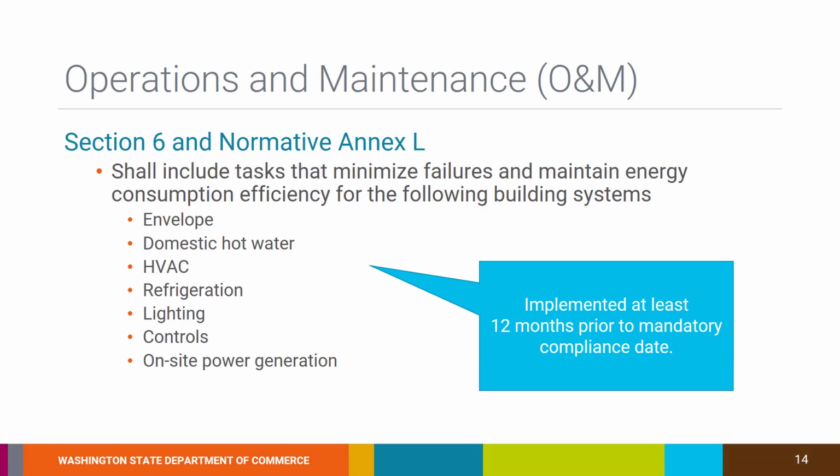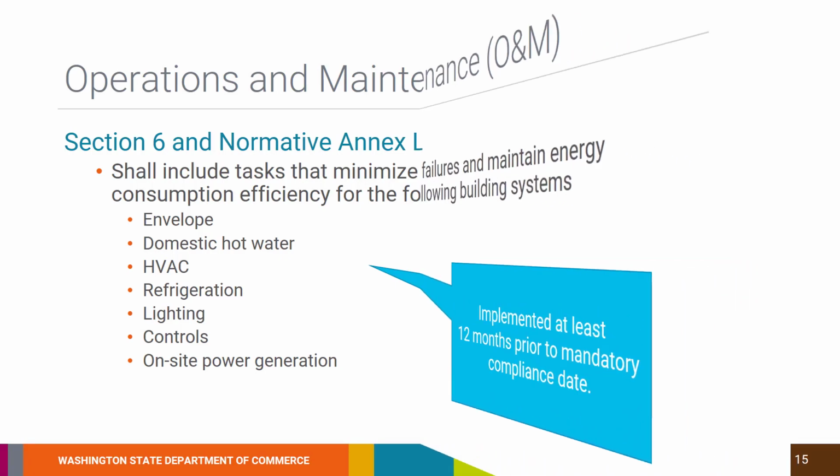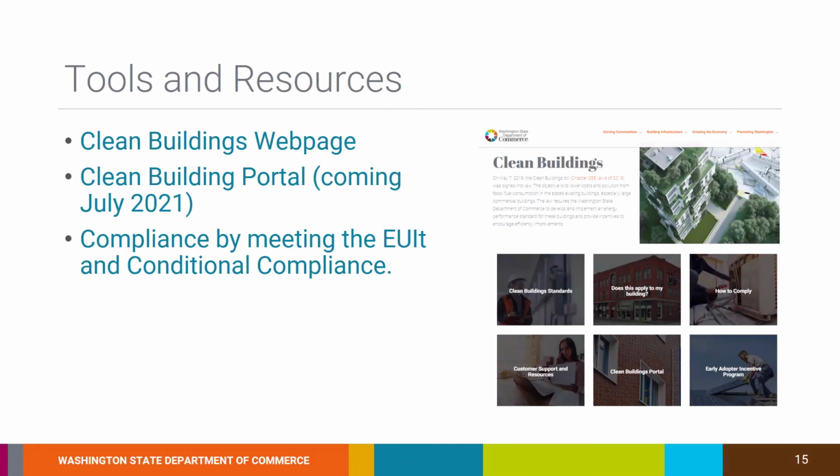The O&M program shall be implemented at least 12 months prior to the mandatory compliance date and uploaded to the Clean Buildings portal by the compliance date in accordance with documentation specified in Annex L 2.2.5. Please visit our Clean Buildings website for more useful resources regarding the Clean Buildings Performance Standard.